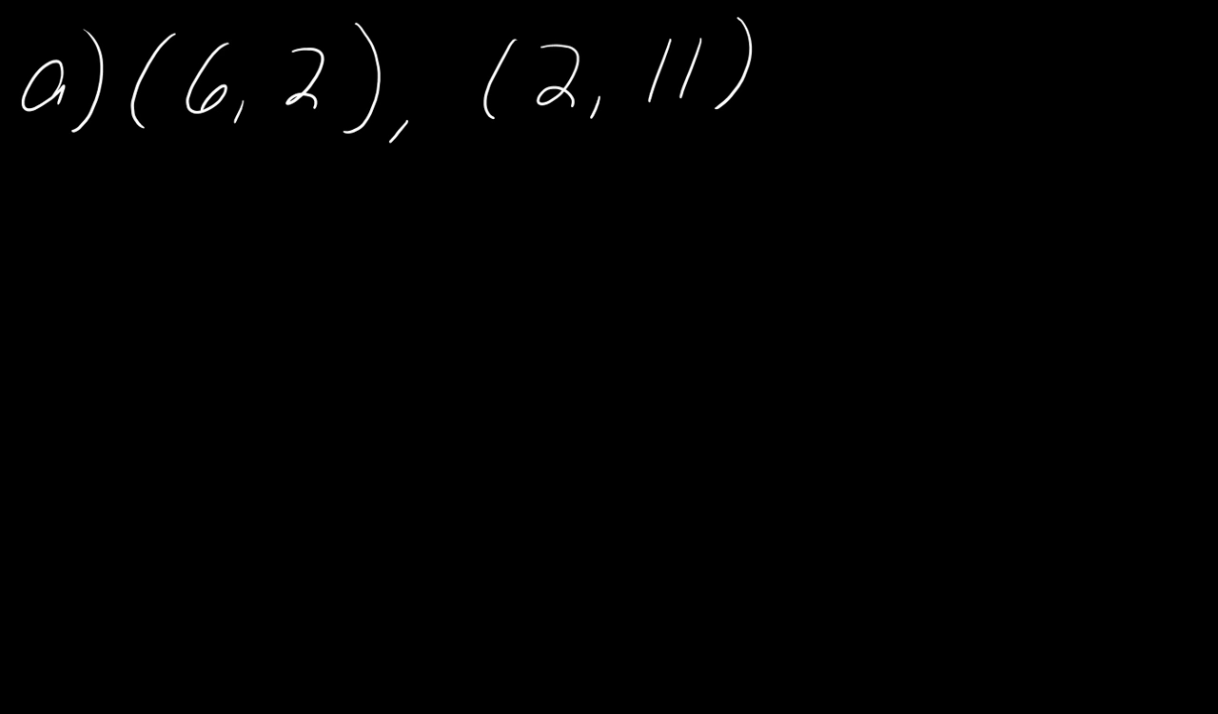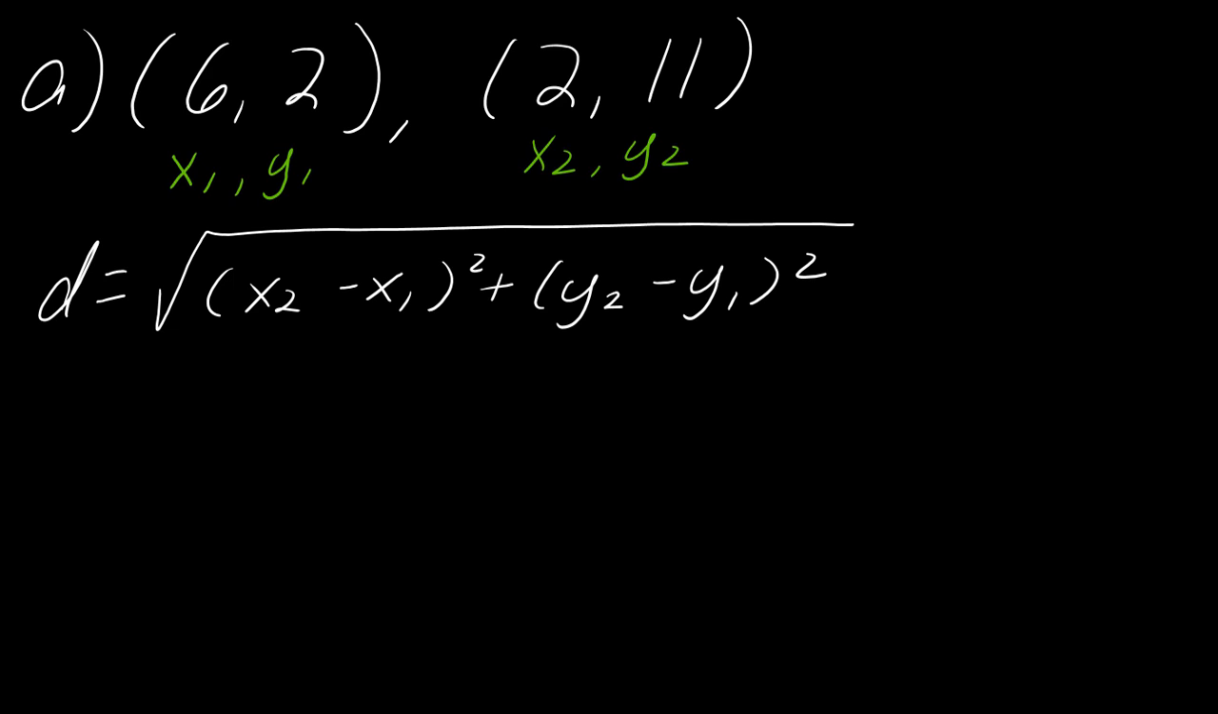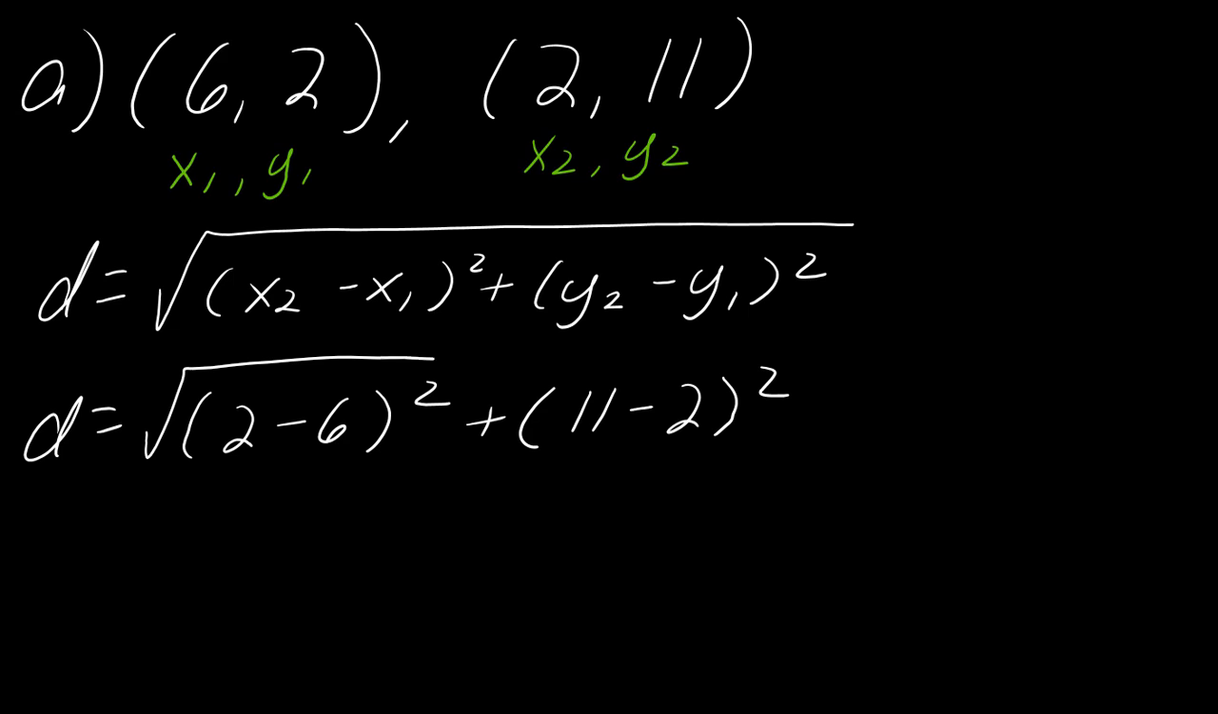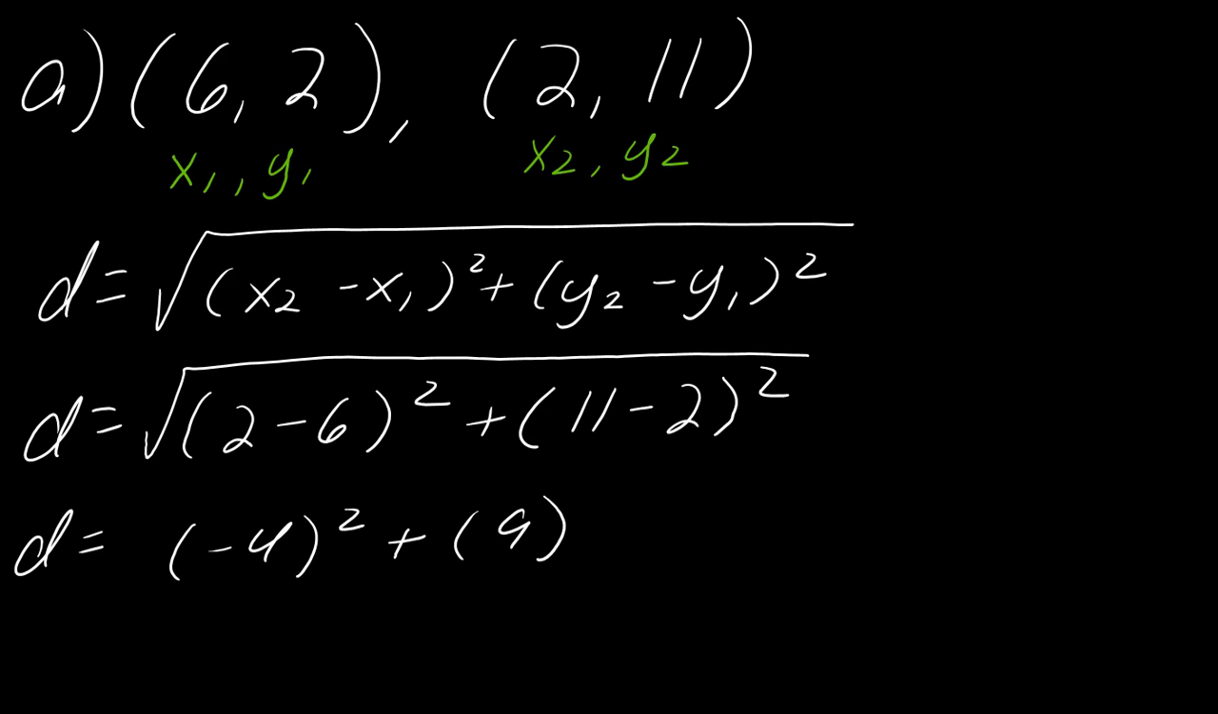First of all, it doesn't matter which points you call your x1, y1, x2, y2. I'll just call this x1, y1, x2, y2. I could have flipped it if I wanted. So my distance formula is what you see here, and now it's just a matter of plugging in the values. I've got 2 minus 6 squared and 11 minus 2 squared, and I need to take the square root of all that. 2 minus 6 is negative 4, and 11 minus 2 is 9.